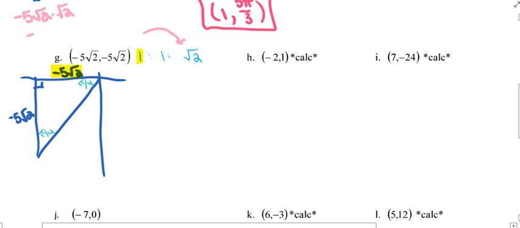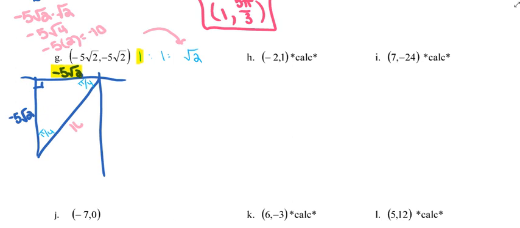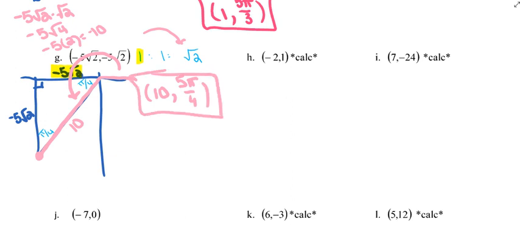times root 2, which is going to be either negative 5 root 4 or negative 5 times 2 or negative 10. My hypotenuse, though, remember, is always going to be a positive number. So I'm just going to make its length 10. So now to name my coordinate in polar, I've got a radius of length 10, an angle measure of 4 pi over 4 plus pi over 4, or 5 pi over 4, or any one of the 3 other equivalent points.